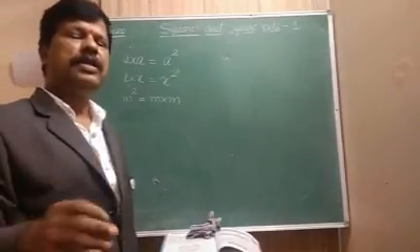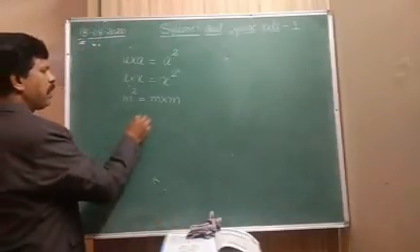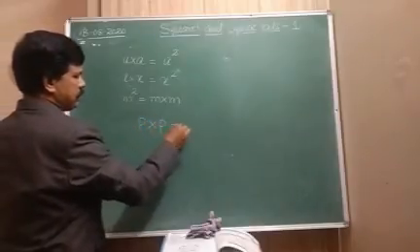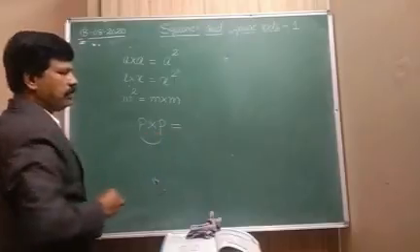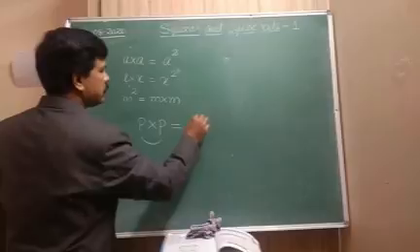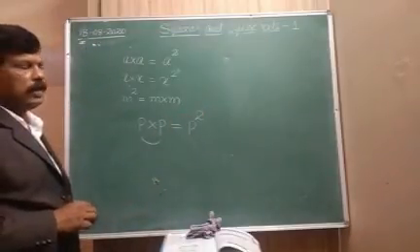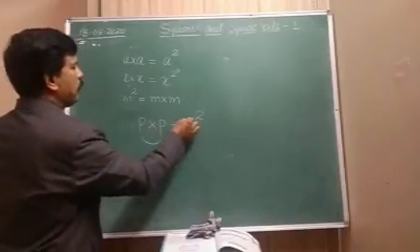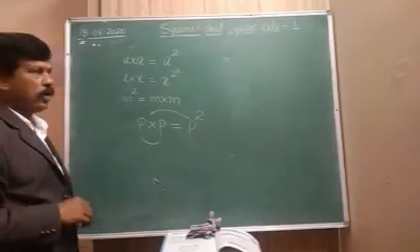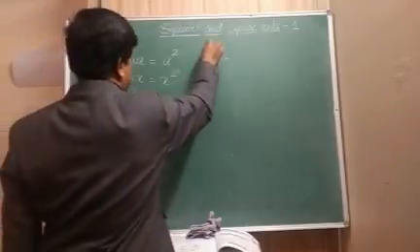When a number is multiplied by itself twice, it is written like this, p squared. So p squared means p is multiplied by itself twice. Okay, these are alphabets. Now coming to the numbers.